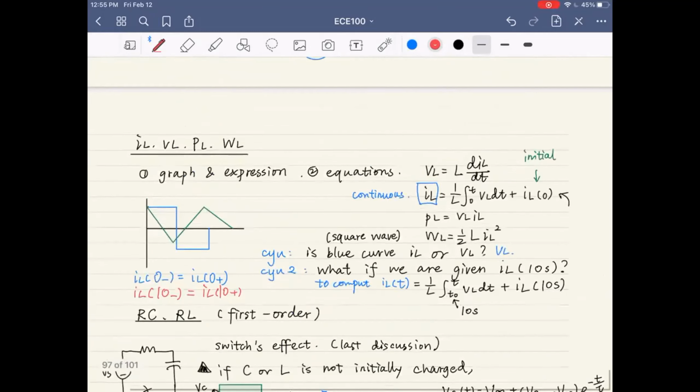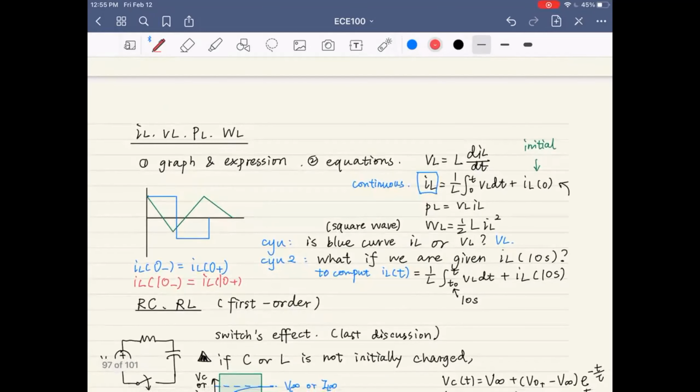One question. The stored energy equations for inductor and capacitor, can we always use them? For the inductor, does the current at 0 have to be 0, or can you always use it? Great question. So we should notice that the IL here is actually a function.